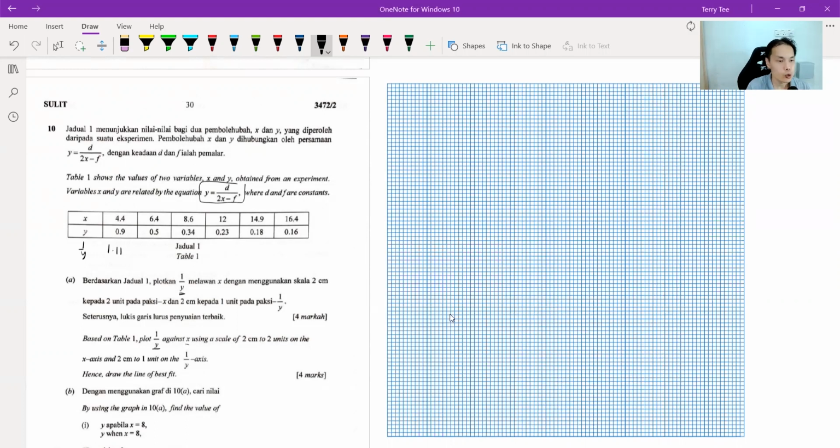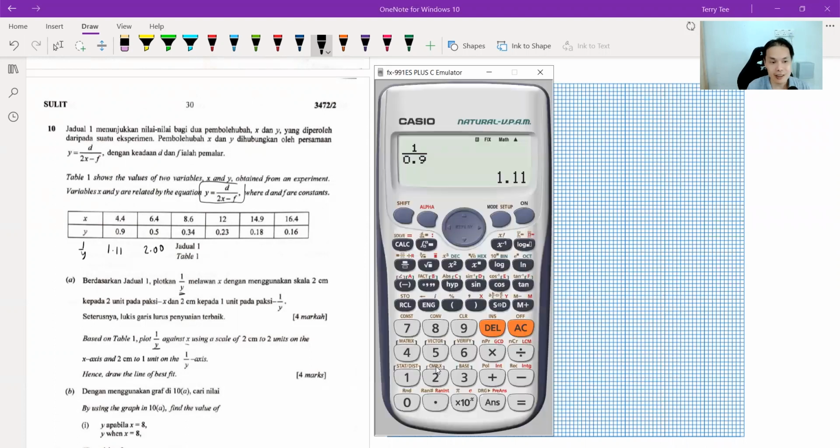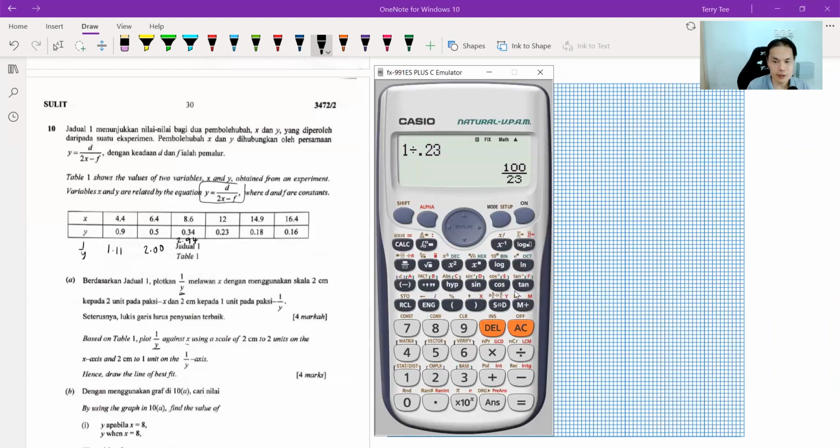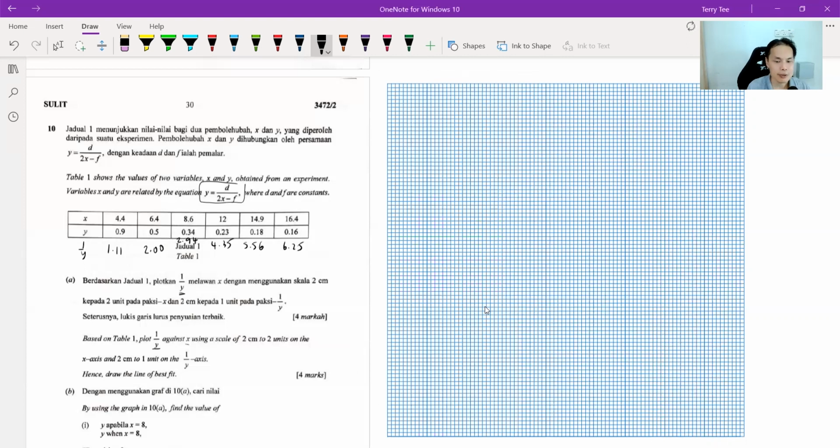Automatically converted to decimal. Now, 1 divided by 0.5, I think you can do mentally, 2.00. Yeah, or you can use a calculator. 1 divided by 0.34 is going to give us 2.94. And 1 divided by 0.23 is going to give us 4.35. Next, 1 divided by 0.18 will give us 5.56 upon rounding off to 2 decimal places. Two decimal points is enough, but we don't have to give more. Now, next one, 1 divided by 0.16 gives us 6.25.